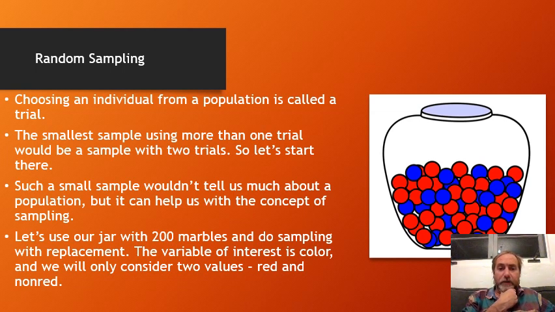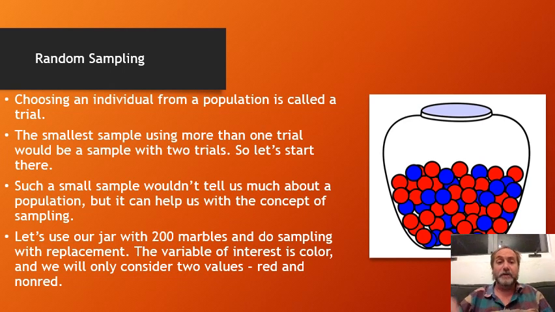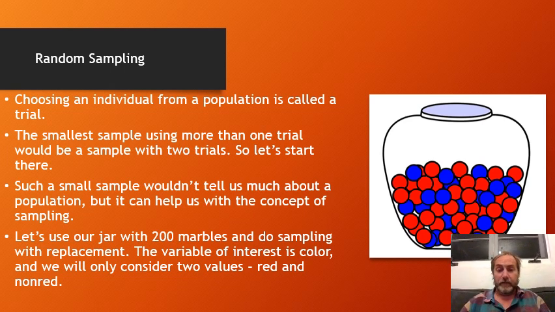Okay, so a little terminology. That act of pulling a marble out of a jar, choosing an individual from a population, choosing a male from the male population of the U.S., that's called a trial. A single trial is a sample of one. Let's deal with the smallest sample that's more than one. That would be two trials. Of course, such a small sample would not tell us much about whatever population we're drawing from, but it does help us understand the concept of sampling. So we're going to start there and then build up.